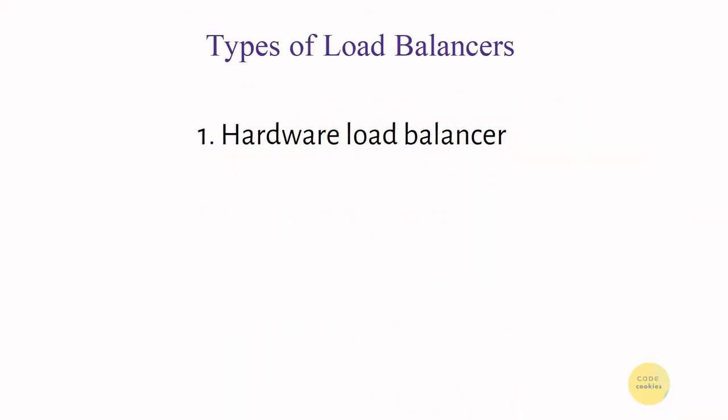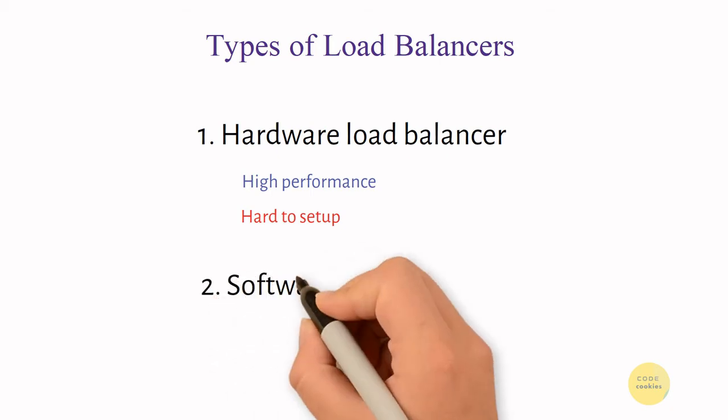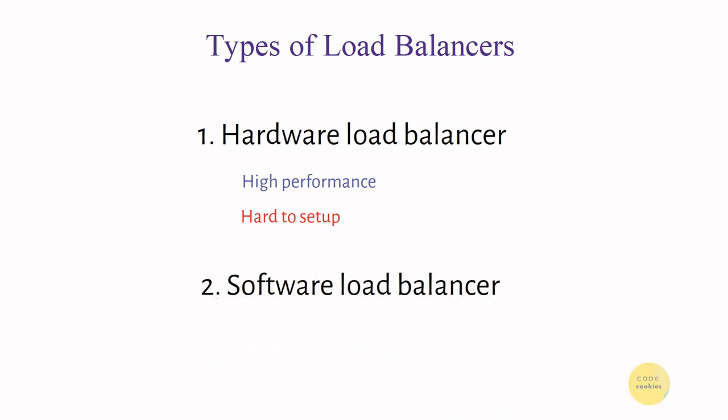Hardware load balancers are physical components connected to servers on which load should be distributed. They can give high performance but are hard to set up and maintain. Whereas software load balancers are available as cloud services or software to install on a computer. These kinds of plugins make software load balancers easy to configure and use.